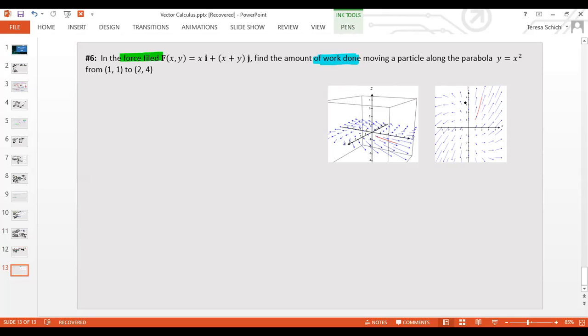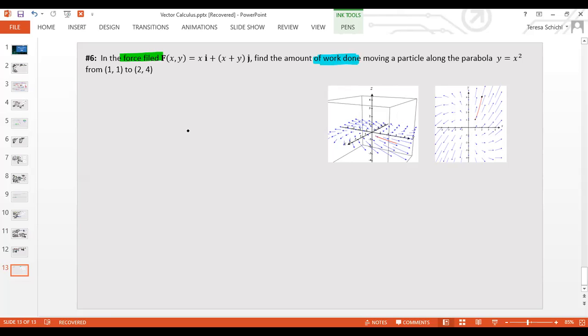I graphed the force field here, right? So this is xy. This is the force field, that's what the blue one looks like. Then these red lines here go from (1, 1) to (2, 4), from here to here. This is the path I'm going to move this particle along. So I'm going to see how much work has been done on this particle.